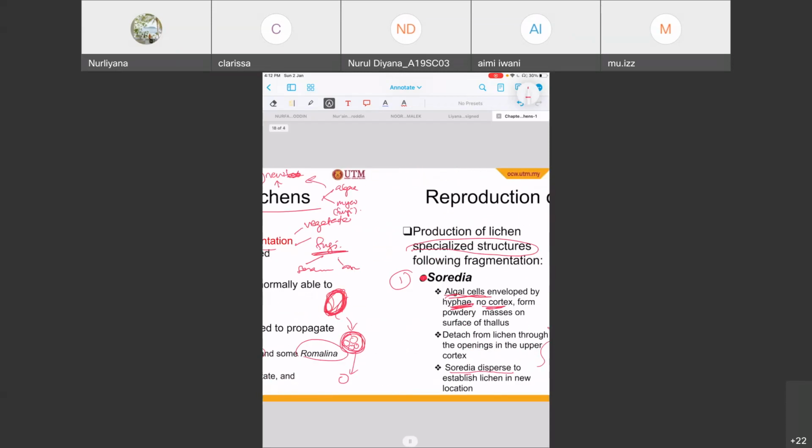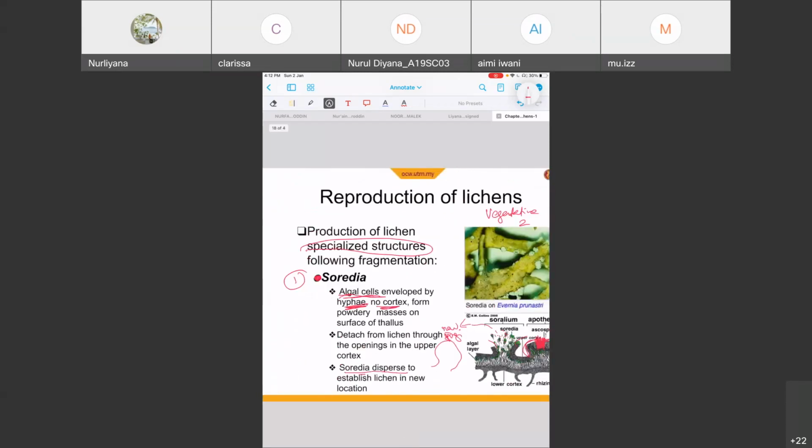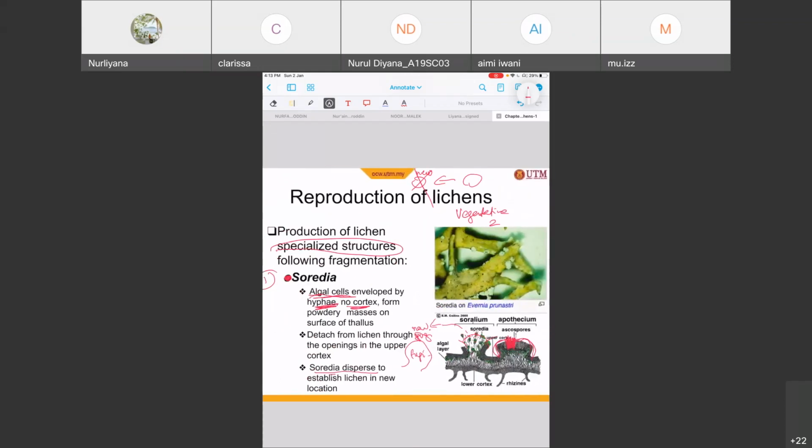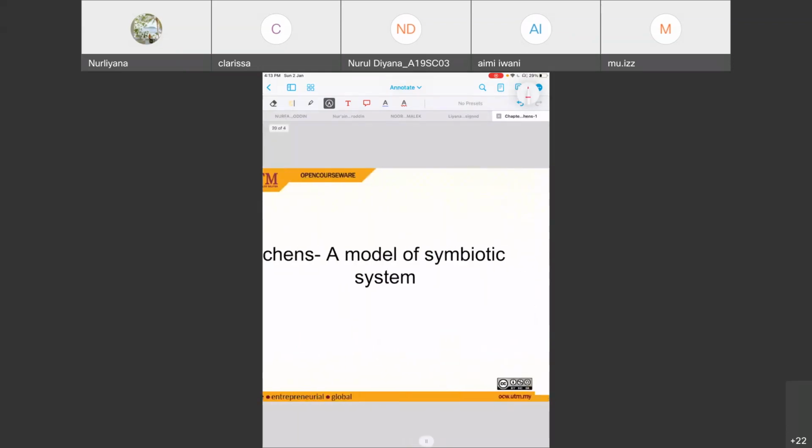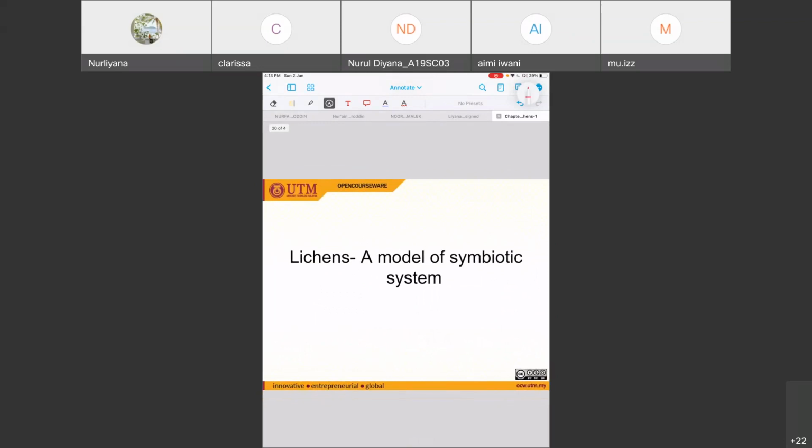So they need to release this algae that is already inside here, so that this new algae will go to the new thallus of the new fungi. Okay, one lichen cannot become a new lichen. Right. So they need to have this structure, Soridia and Isidia.